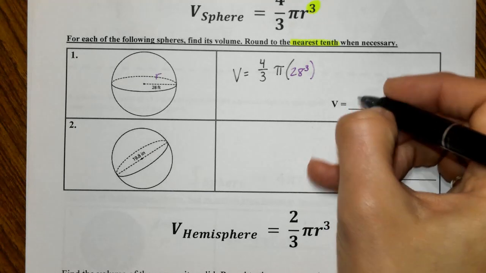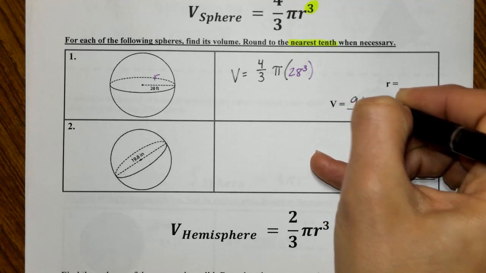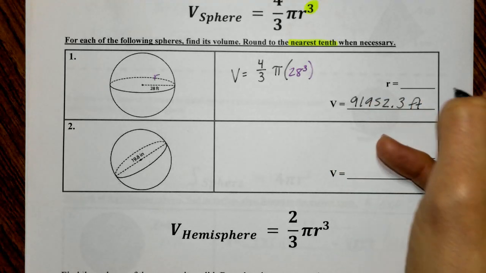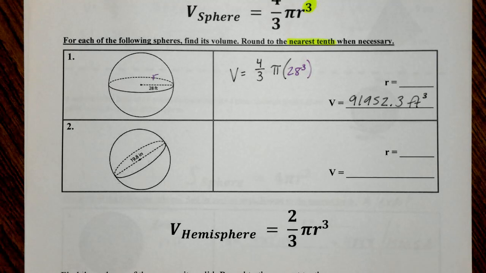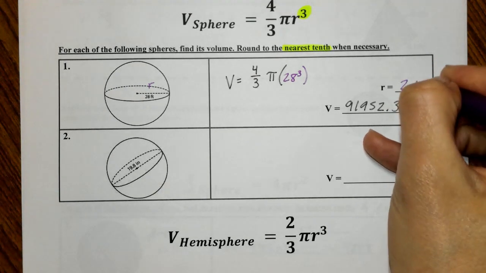So that was 91,952.3. Remember that since we are in volume, we need to make sure that we have this cubed. Forgot to fill in the radius.